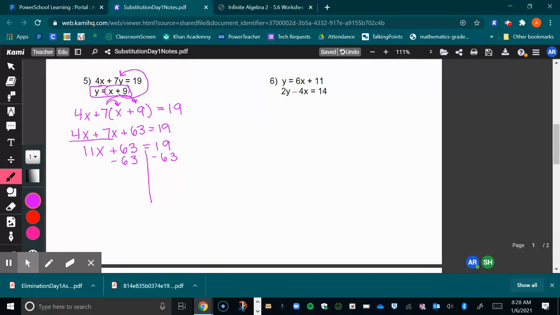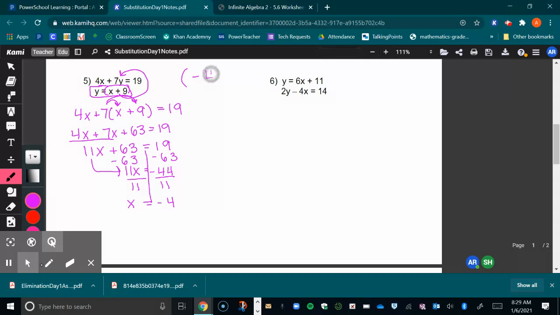All right, so now I have 19 minus 63, and that gives me negative 44, right? Because they're different signs, so I subtract. 63 minus 19 is 44. Keep the sign of the larger number. 63 is larger, so I'm going to say negative. My 11x is going to stay here. Divide by 11. And I get x equals 44 divided by 11 is 4. Different signs, so it'll be negative. So I know my x value is negative 4.